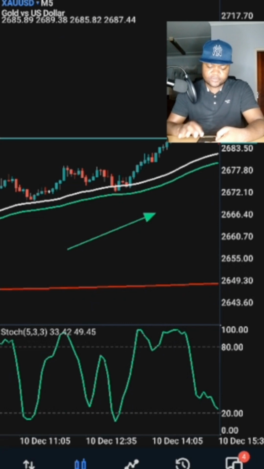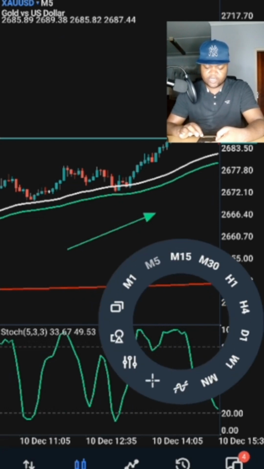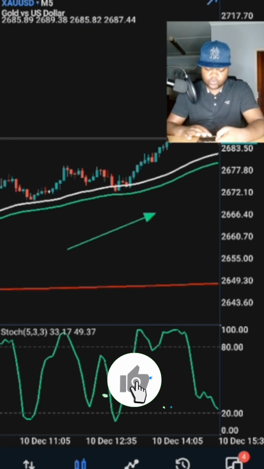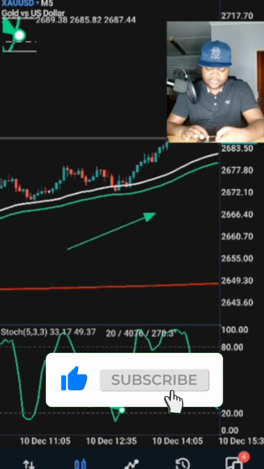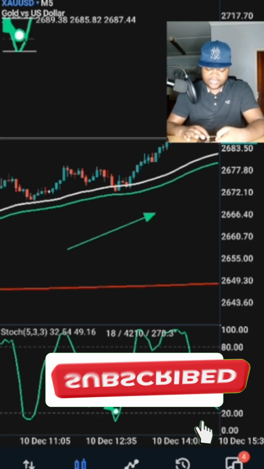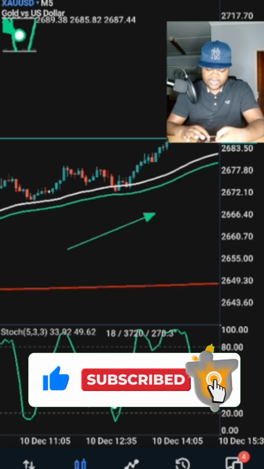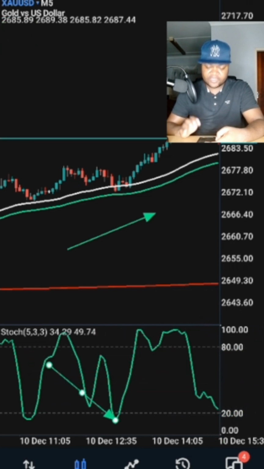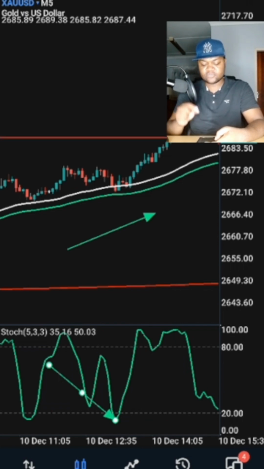Then the second condition is this: we need to come back to our indicator window and look at the stochastic. We have this lime green line, and it has to cross above the 20 level, like what took place at this particular level. So that's the second condition. What is this indicating? It's indicating that price has reached an oversold level. So when it crosses above the 20 level, it means that we're moving from a bearish trend to a bullish trend.